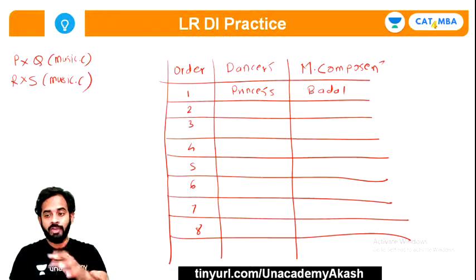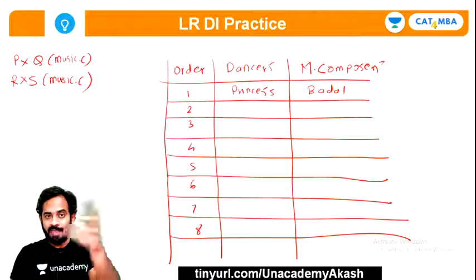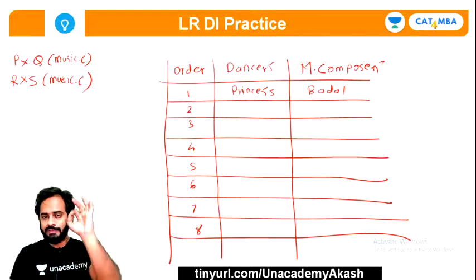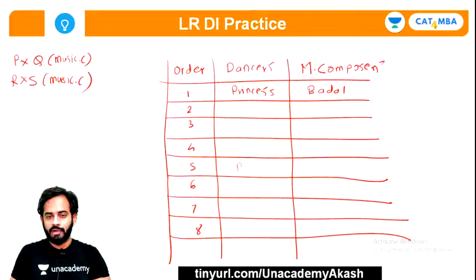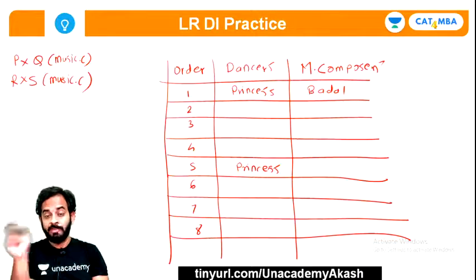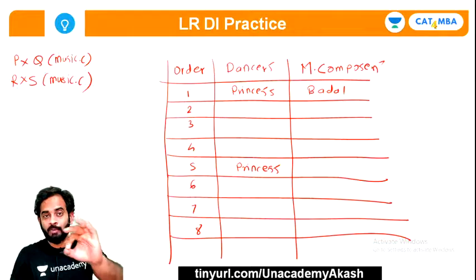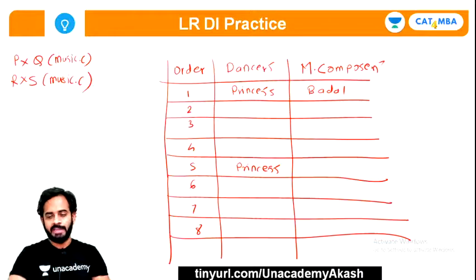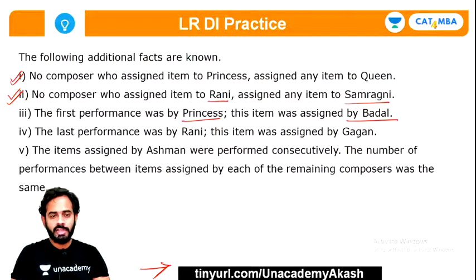Now, as we have learned previously, very good Pankaj, that's correct. As we have learned in the first paragraph itself, the order for the first 4 and next 4 performances will be the same. That is, if first is Princess, then 5th will also be Princess. But now Badal will not be the music composer for this 5th performance, because in both the performances, the music composers who assign them the item will be different. I believe you are able to understand this. So third clue is done.